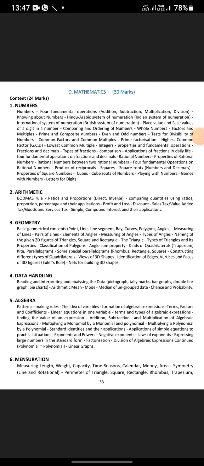Mathematics. Content, 24 marks. Numbers: four fundamental operations such as addition, subtraction, multiplication, division. Knowing about numbers. Hindu-Arabic system of numeration. Indian system of numeration. International system of numeration. British system of numeration. Place value and face values of a digit in a number.